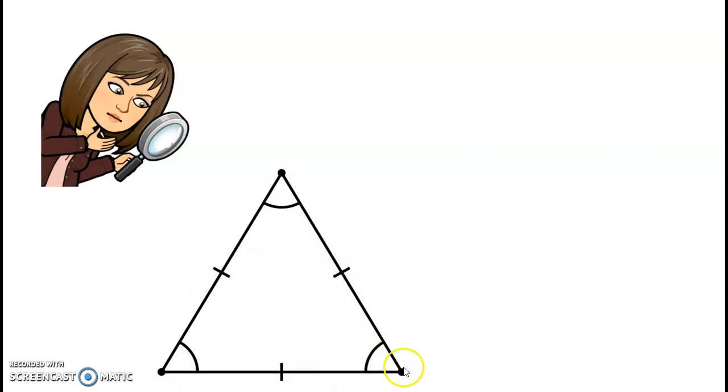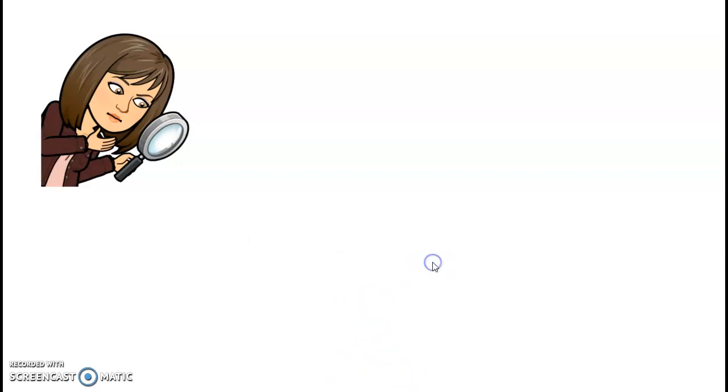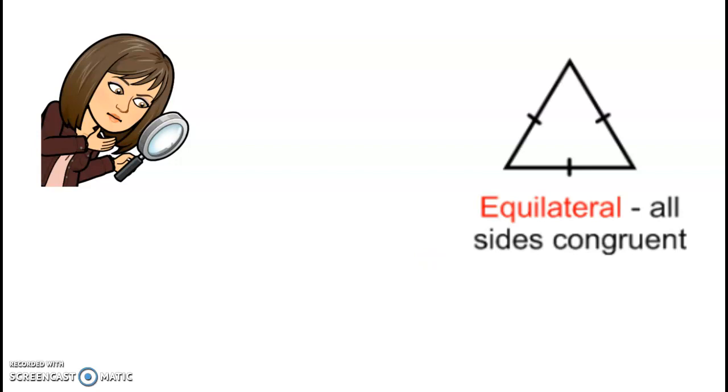If a triangle has all same side lengths, then it is an equilateral triangle. So an equilateral triangle just means that all sides are equal. It kind of sounds like equilateral, so that can help you. Equilateral equals all sides congruent. They are all equal to each other, and that is shown by having the same amount of tick marks on each side.